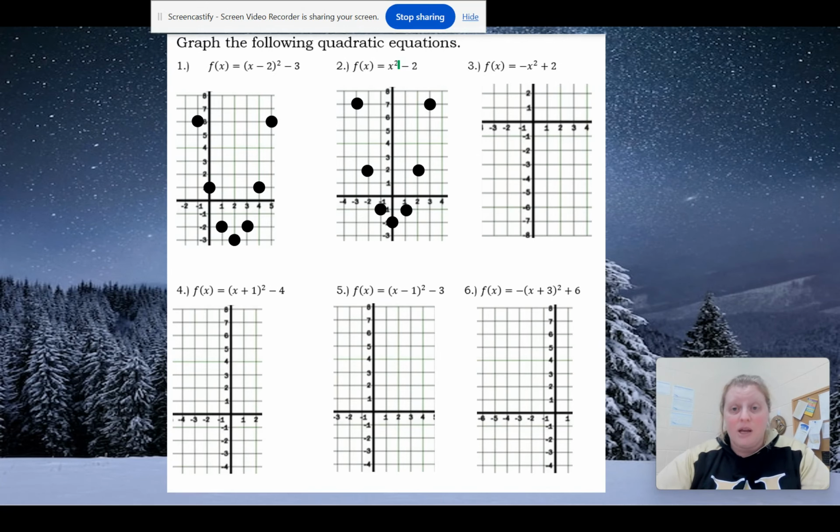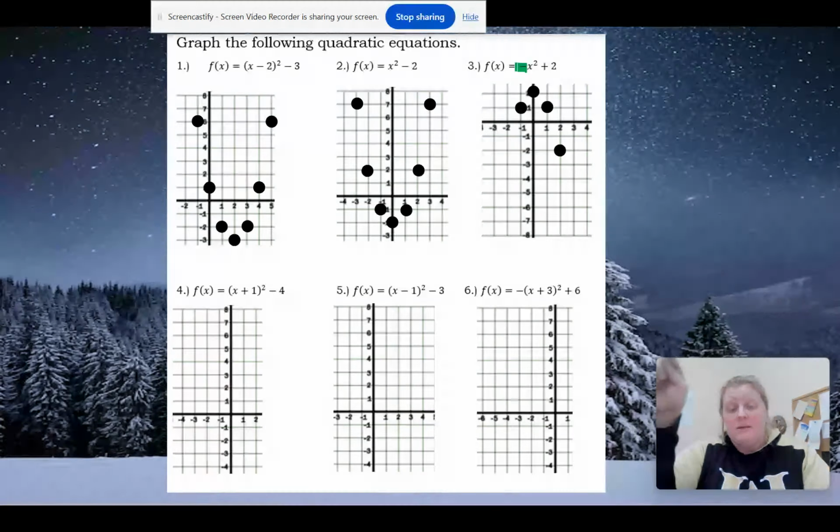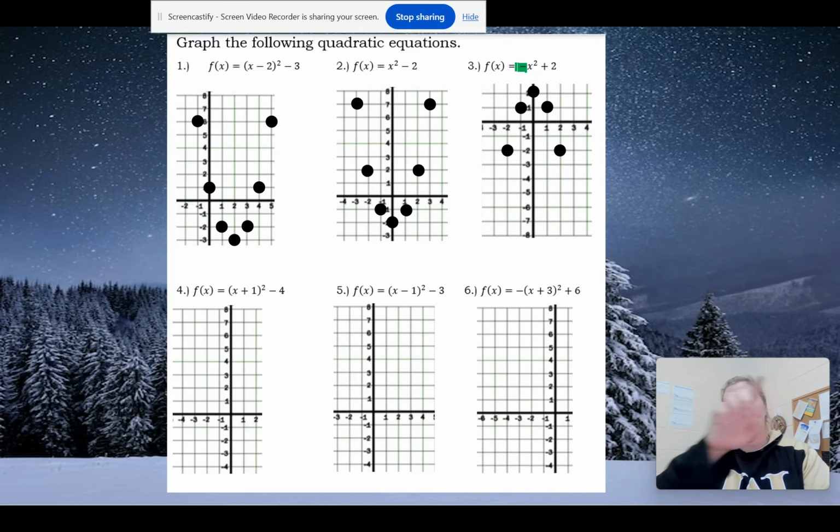All right, number 3, +2, it's not in parentheses, so we go up 2. Now when we do our counting pattern, remember that this negative means that it's going to be upside down. So instead of going over 1, up 1, we go over 1, down 1. Over 2, down 4. Over 3, down 9. And so on. So we have an upside down parabola.